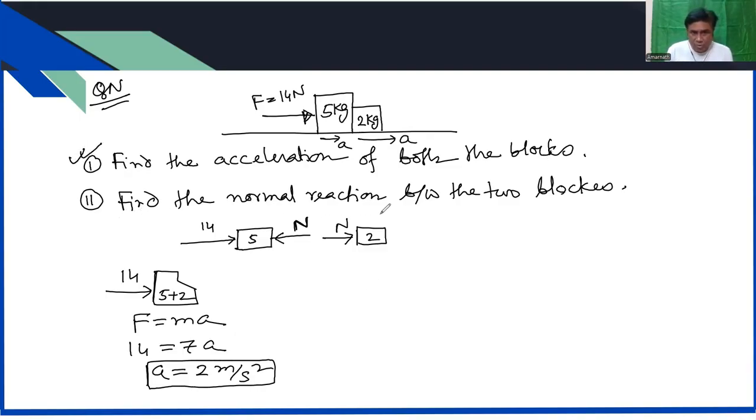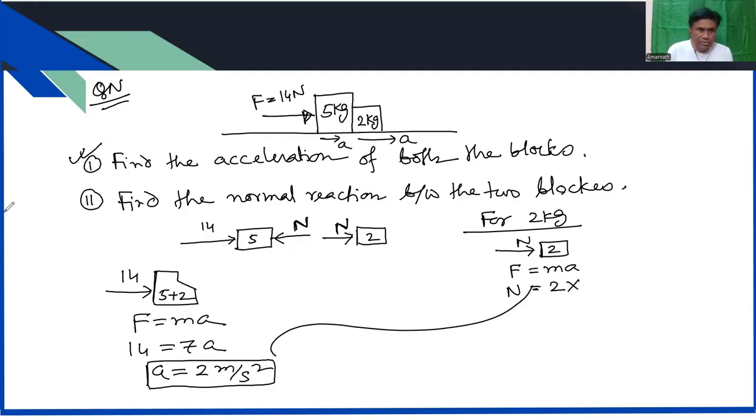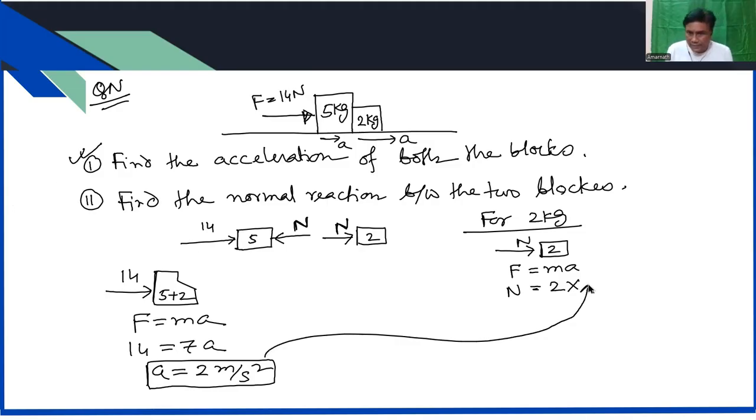But in the second question, find the normal reaction between the two blocks. Either you calculate it for this block, or for this block. You will get the same answer only. Say for the 2 kg I am doing. For the 2 kg, you see, only the normal reaction is the external force. I know F equals ma. F is N only. Mass is 2, and acceleration is also 2 only, okay? At this place. So 2 into 2, it means normal reaction is 4 Newton.